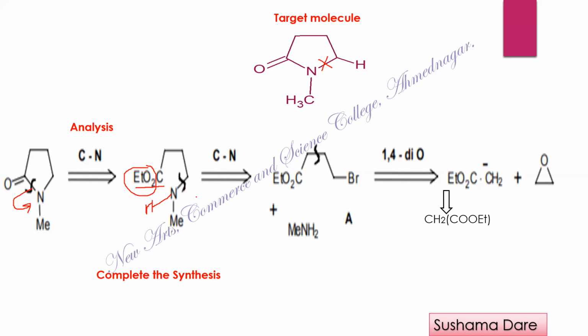Now one more carbon-nitrogen disconnection is here. So after this, again you disconnect the bond in this direction. After the disconnection of this, you can see the positive charge is generated on the alkyl carbon. So whenever there is a positive charge on an alkyl carbon, the best synthetic equivalent for this is to simply write the leaving group as Br. The remaining part is methylamine.